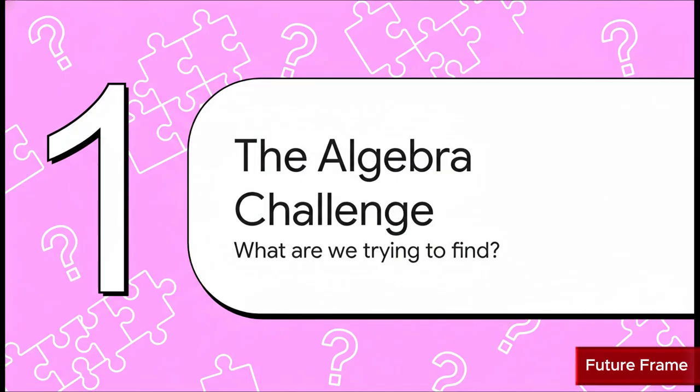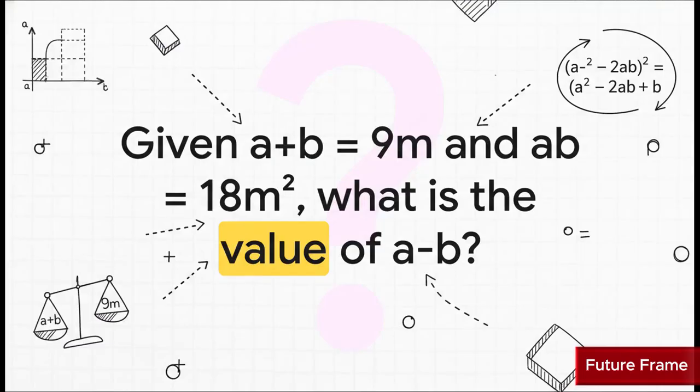All right, so first things first, let's really get a handle on the puzzle we're trying to solve here. You can't win the game if you don't know the goal, right? Okay, here's our mission, if you choose to accept it. We know two things, what A plus B is and what A times B is. Those are our only clues, and from that we need to figure out their difference, A minus B. So, how on earth do we get from here to there?